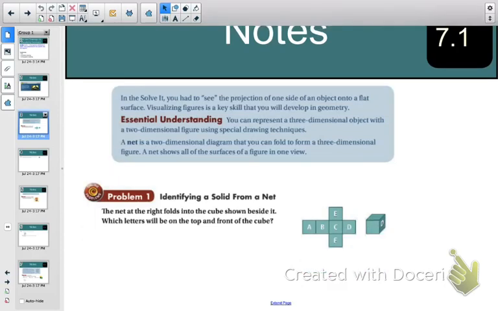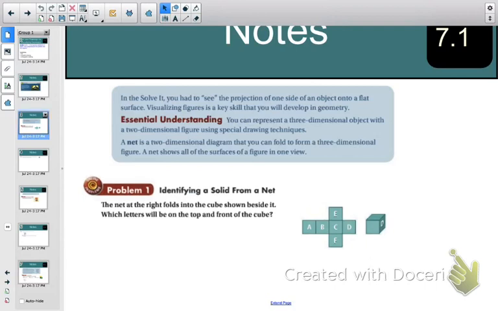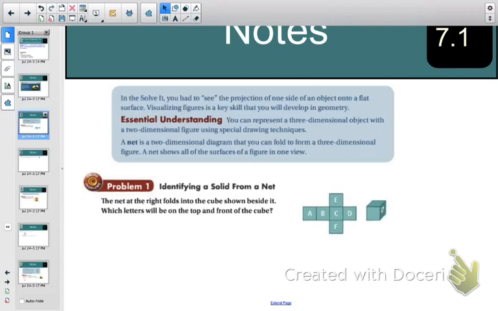Okay, in the Solve It, you had to see the projection of one side of an object onto a flat surface. Visualizing figures is a key skill that you will develop in geometry. You can represent three-dimensional objects with a two-dimensional figure using special drawing techniques. A net is a two-dimensional diagram that you can fold to form a three-dimensional figure. A net shows all the surfaces of the figure in one view. So the net at the right folds into a cube as shown. Which letters will be on the top and the front of the cube?